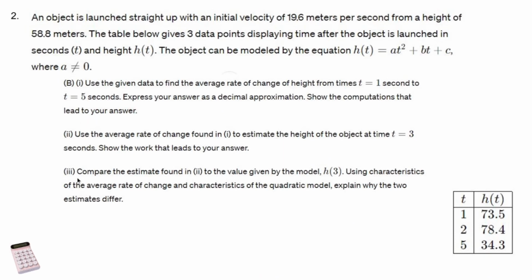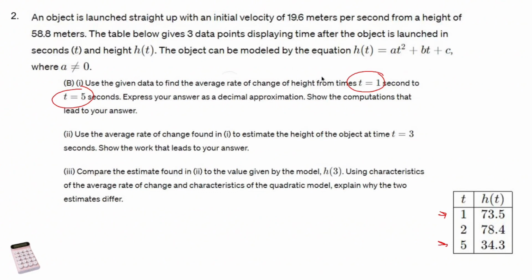B is a three-parter, and B part 1 is asking us to use the given data to find the average rate of change from times t equals 1 second to t equals 5 seconds. Now, there's two ways you can handle this. You just came up with an equation, so you could use the equation in your calculator to do the math for you. But what I'm going to do is use the fact that it gave us t equals 1 and t equals 5, and look, t equals 1 and t equals 5.